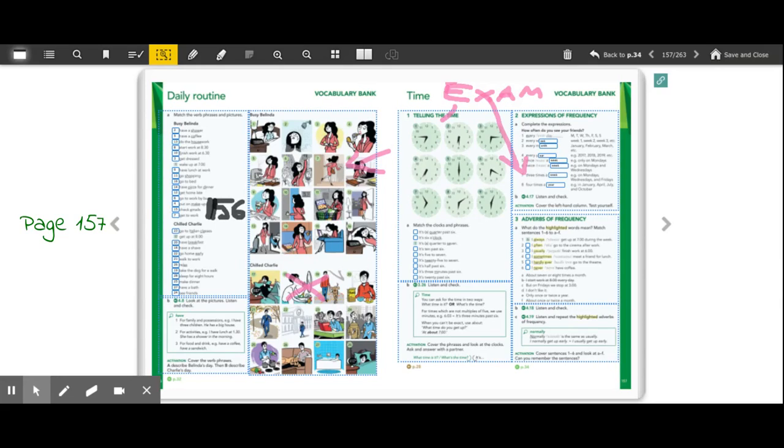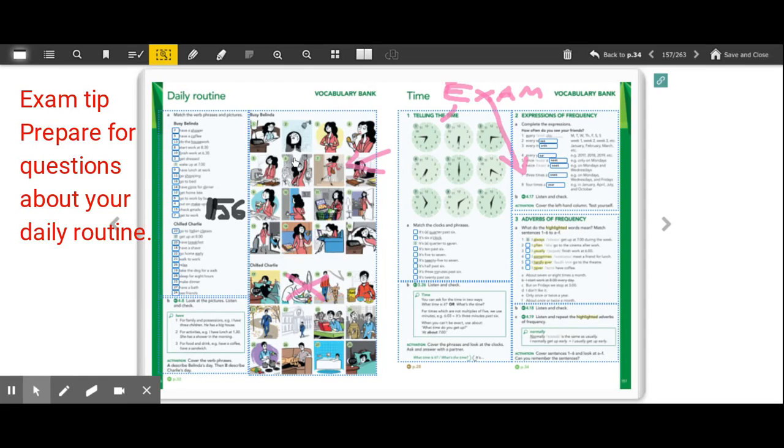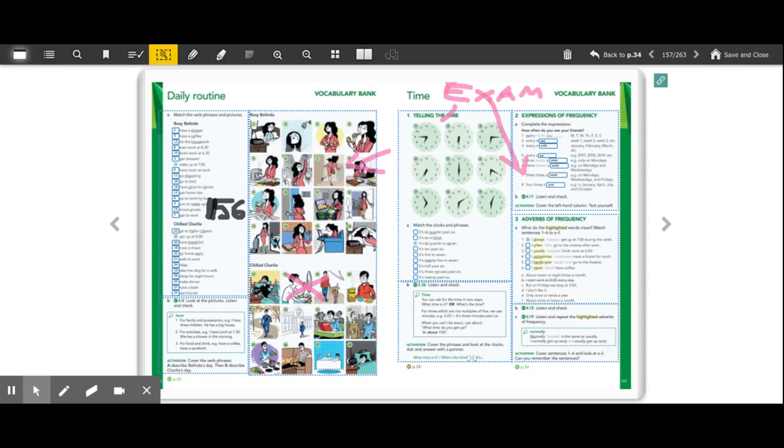And now you've turned to page 157. You can see some things that we've already done, like telling the time, and the last lesson, daily routine. Now, these will be very important for your speaking exam. Maybe they will ask you, what do you do every day? What do you do at the weekend? What did you do last weekend? Tell me about a special day in your life. Okay, something like that. So you're going to need these things.